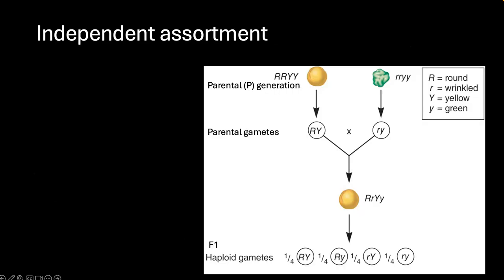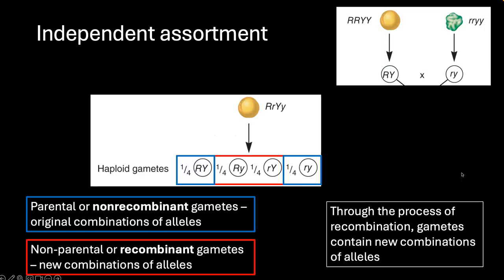So here we have a visualization for independent assortment. Like we've previously seen, two true breeding parents combine to produce dihybrid offspring. These dihybrid offspring can produce four possible gamete combinations. Let's zoom in on those for a second. When we look at those, we see examples of non-recombinants and recombinants.